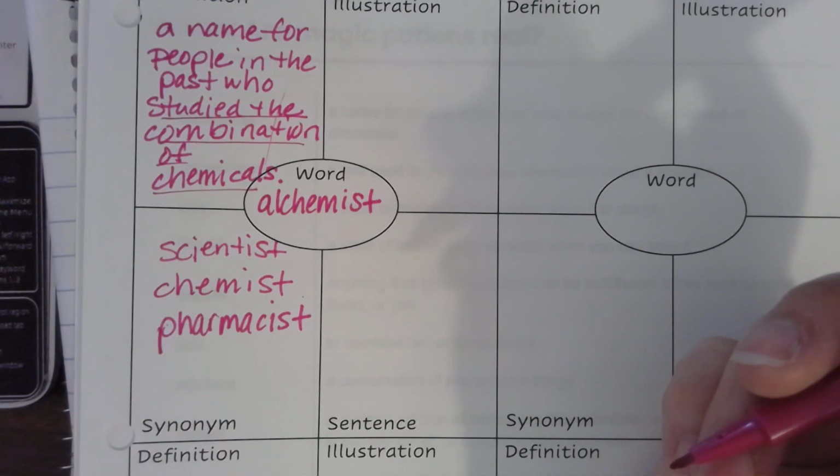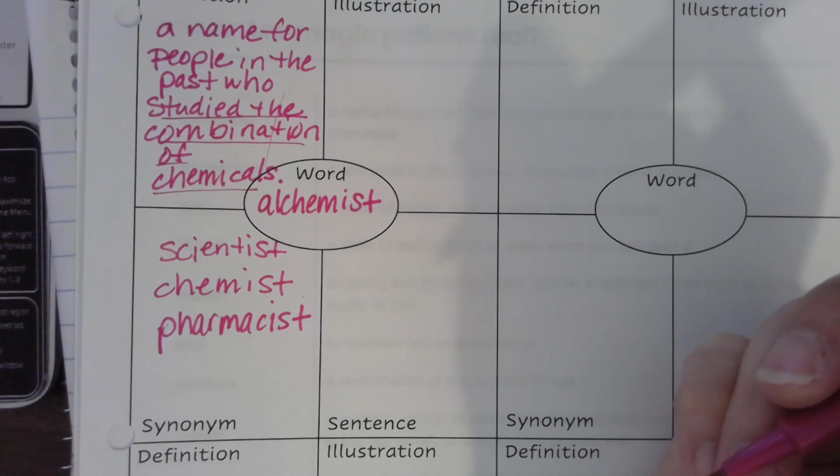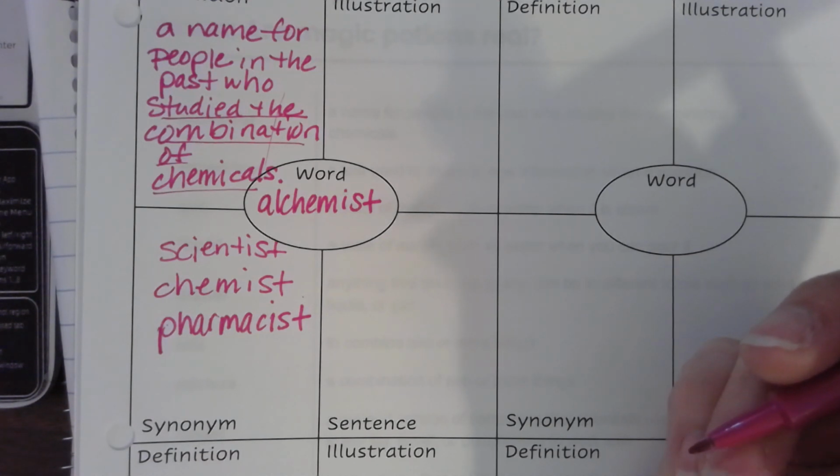Okay. Now make sure that we're talking about combining them. We're not just studying them. This person specifically is putting them together, mixing them to create something new, right? So be careful with that. An alchemist went to his lab to go study chemicals to put them together. There you go. I like it.